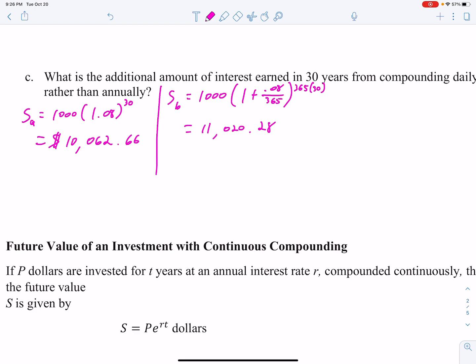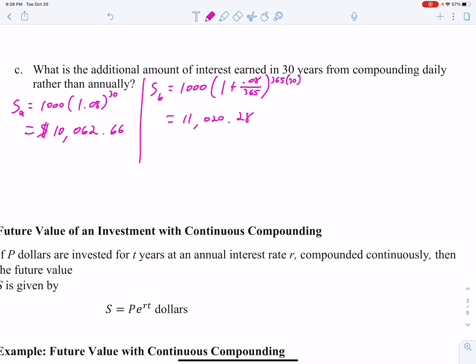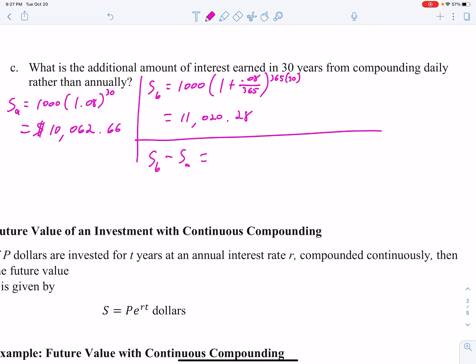All right, but as always with word problems, we want to make sure we read the problem. It says, what is the additional amount of interest from compounding daily rather than annually? So to finally answer the question, we're going to say future amount from the daily, part B, minus the future amount from the annually. So we'll do 11,020.28 minus 10,062.66.